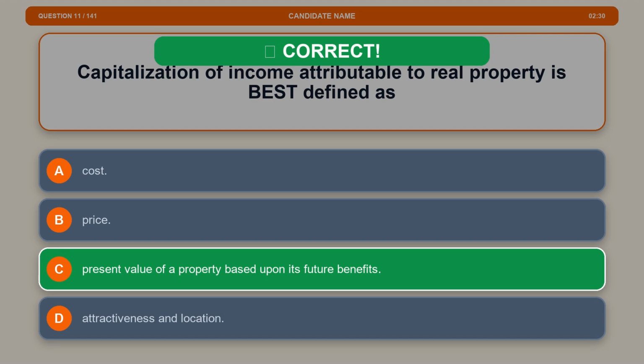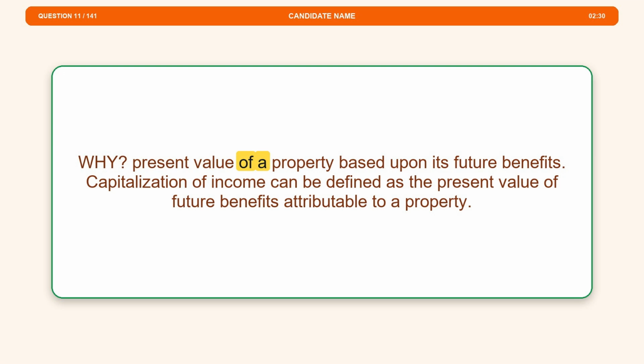The correct answer is option C. Present value of the property based upon its future benefits. Capitalization of income can be defined as the present value of future benefits attributable to a property.